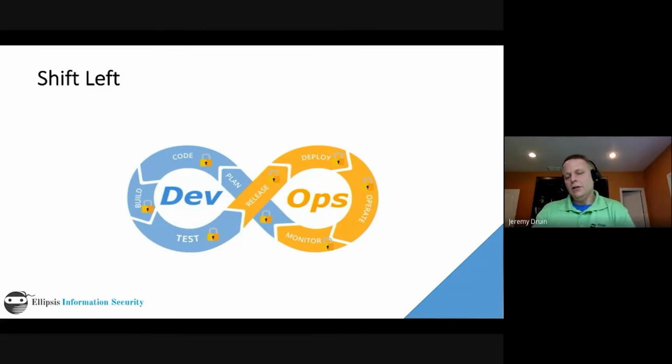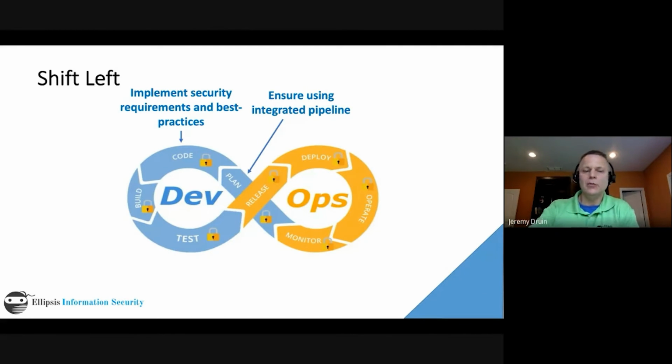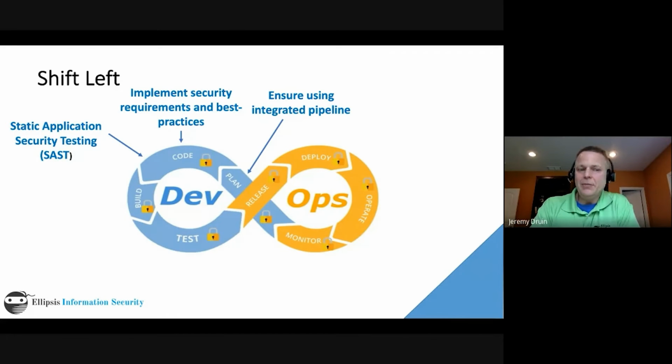So let's lay out all these processes back on our timeline. Well, we made sure we're using an integrated pipeline to store our code. That gives us the ability to examine our code. We can make sure we're implementing the best practices and the security requirements. So we'd want to have something like the OWASP ASVS that we mentioned earlier as a set of requirements, or other security requirements. We're going to do the static application security testing early on because that's just looking at the code. So we can do that right away.